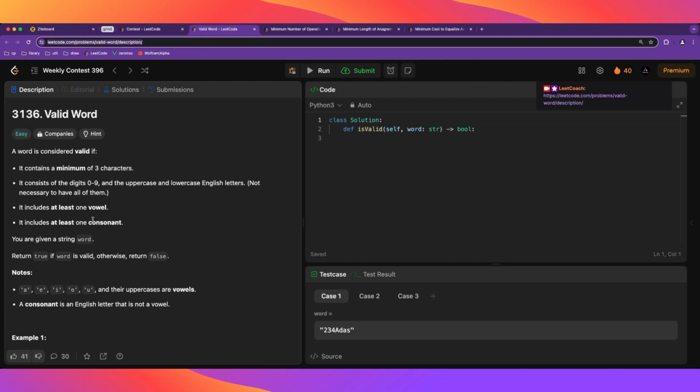So this one is called valid word. A word is considered valid if it contains a minimum of 3 characters. It consists of digits 0 to 9 and the uppercase and lowercase English letters, not necessarily to have all of them. It includes at least one vowel, and it includes at least one consonant.